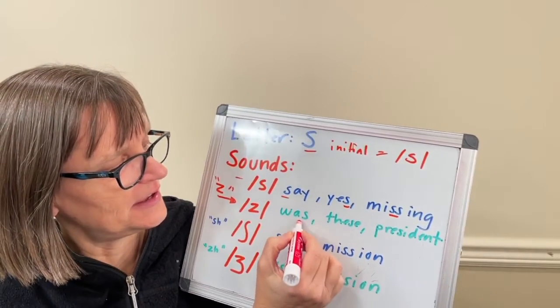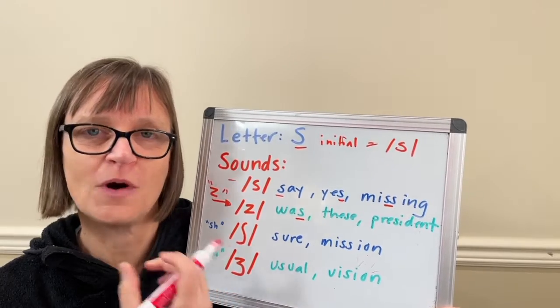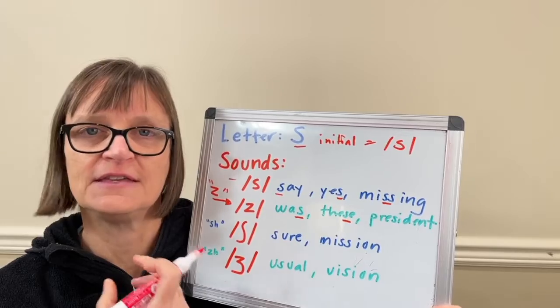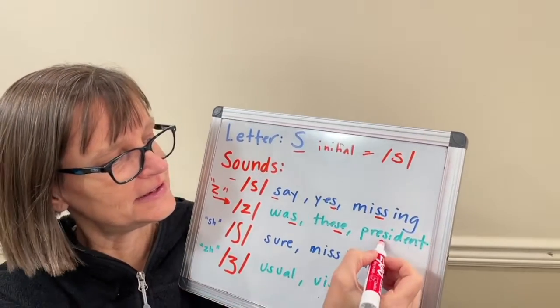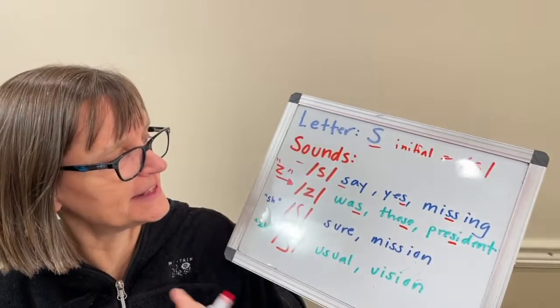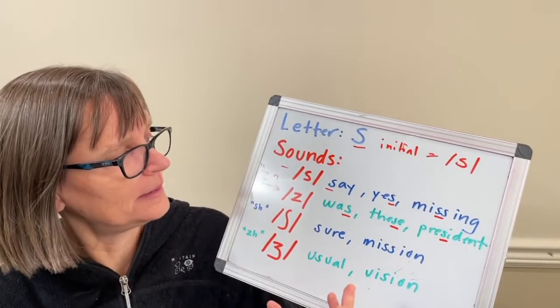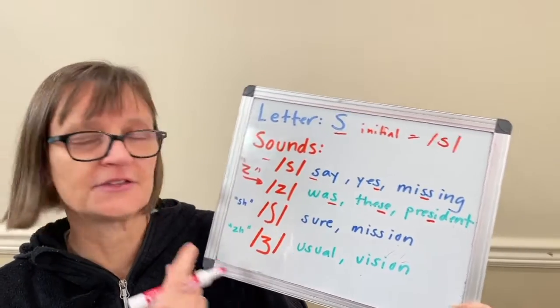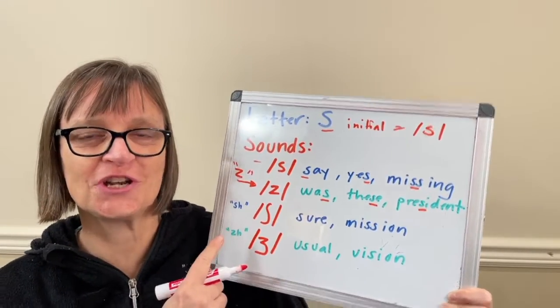Letter S says the Z sound in was or is. It says Z in these or those. And in the middle of words like president or resident, etc. Then we have a couple of less common cases. S will sometimes say the sh sound.